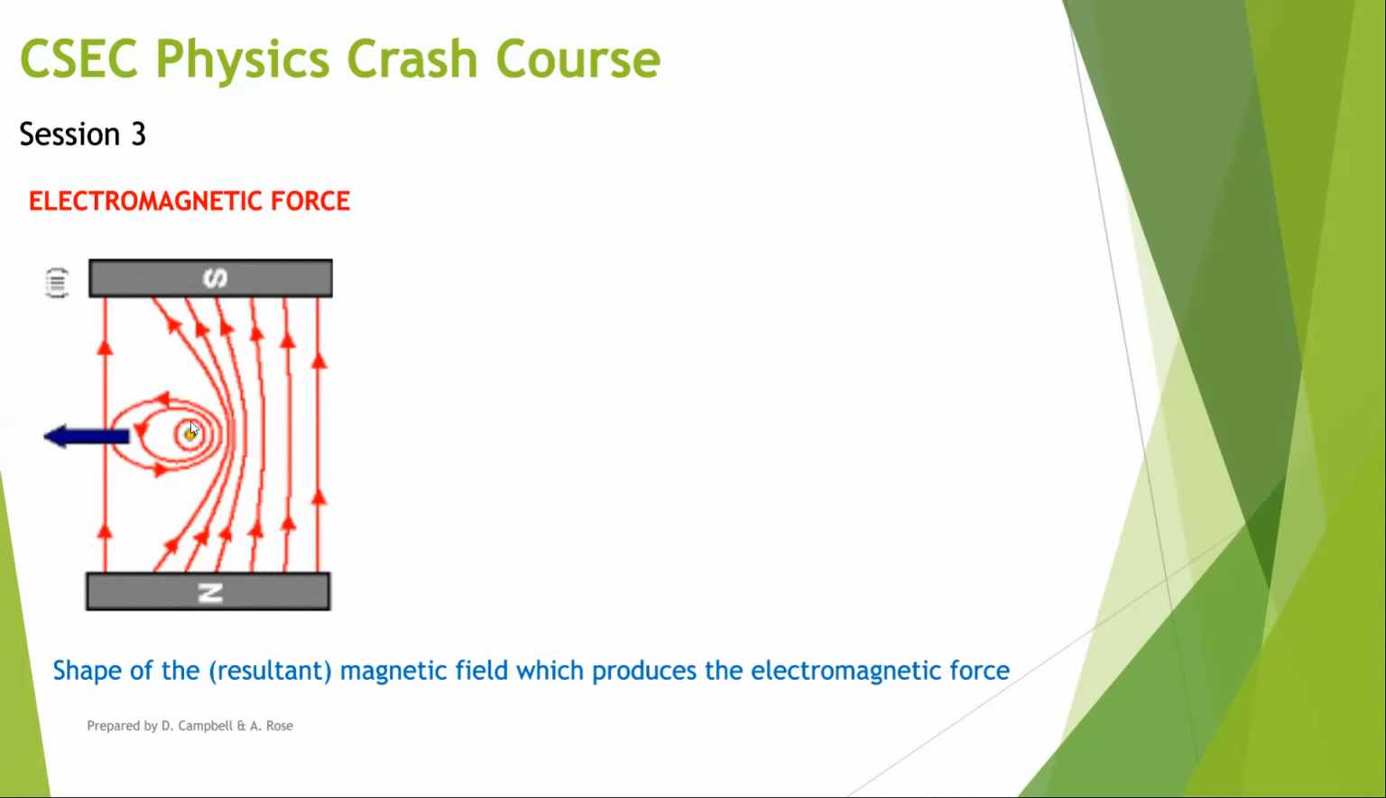So the magnetic field produced by the current in the wire will interact with the magnetic field from the magnet, causing the field on the right side to be stronger than on the left side. And where you have a differential in the field strength, a force will be exerted from the stronger area to the weaker area. All right. So that's how the electromagnetic force is created, by the interaction of the magnetic field from the current and the magnetic field from the magnet.